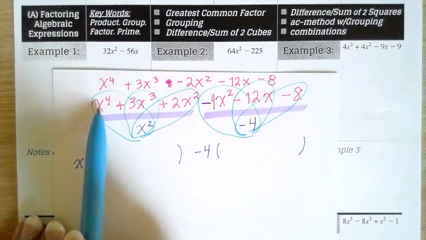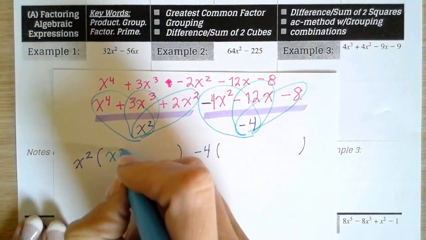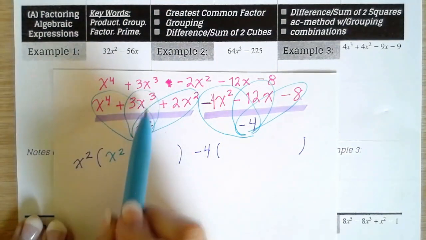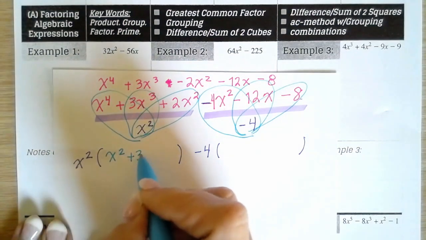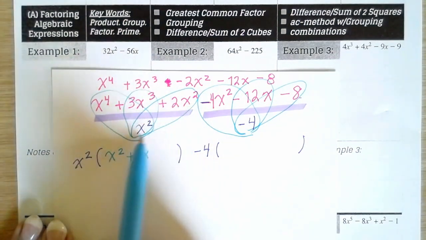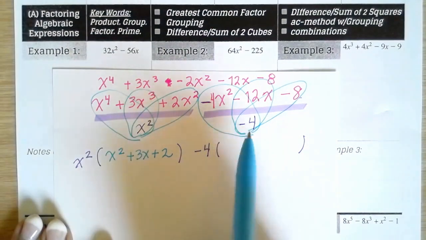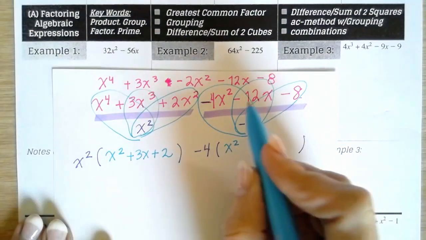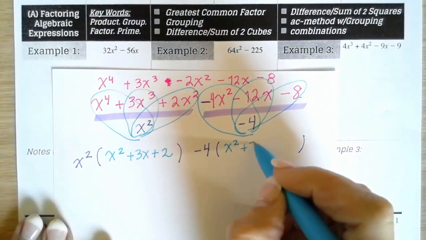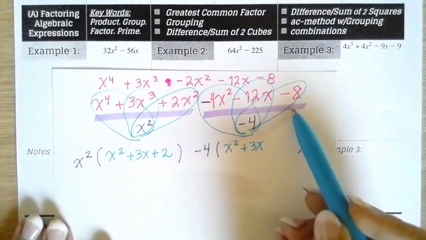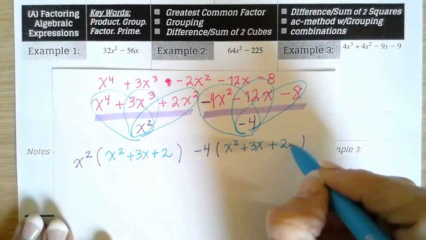All right, reduce each. X to the 4th over x squared is x squared. 3x to the 3rd over x squared is 3x. 2x squared over x squared is plus 2. Negative 4x squared over negative 4 is x squared. Negative 12x over negative 4 is plus 3x. Negative 8 over negative 4 is plus 2.